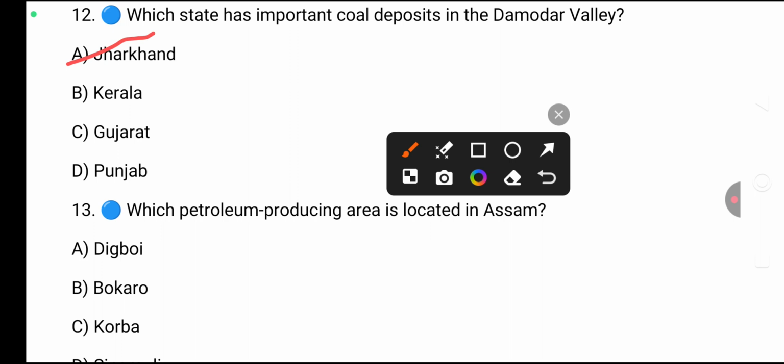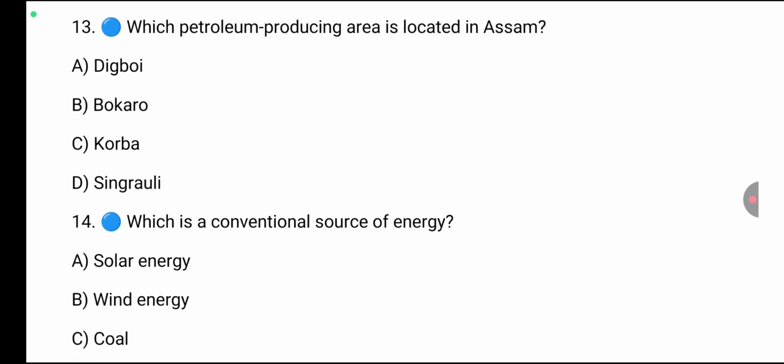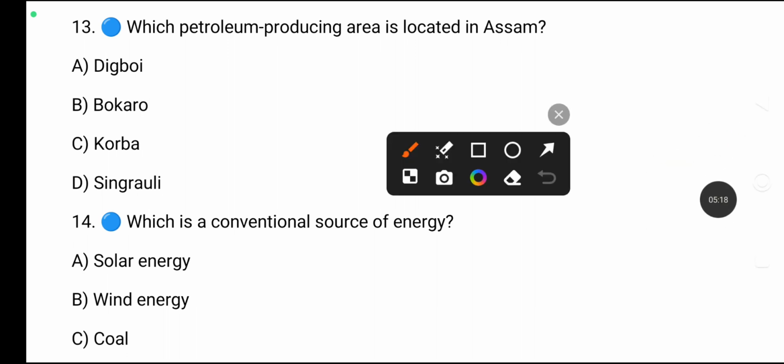Okay. Now moving on to question number 13. Which petroleum producing area is located in Assam? Options are given: Digboy, Bakro, Korba and Singrauli. Answer will be A, that is Digboy.